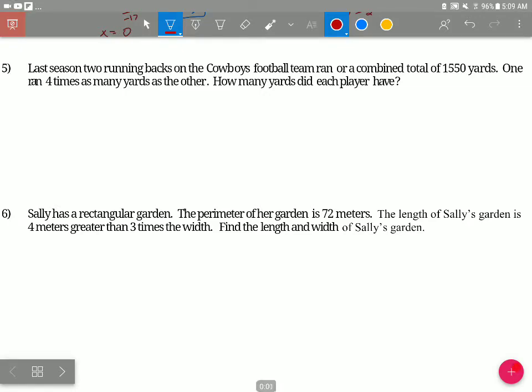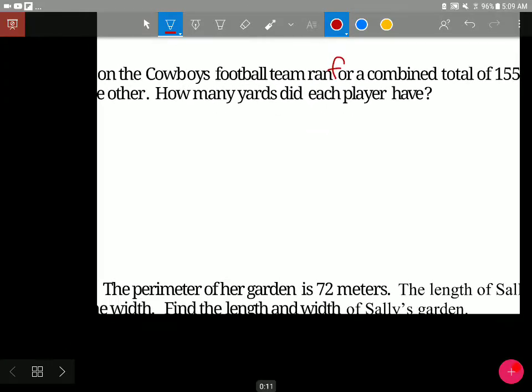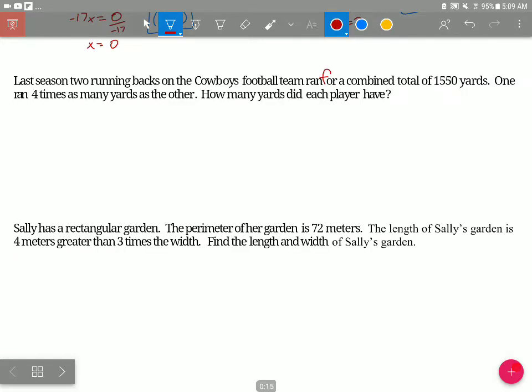Okay, last season, two running backs on the Cowboys football team ran four. It should be four combined. Should be an F right there. Let me pause and check my page real quick. Yep, it was a typo. Ran for a combined total of 1,550 yards. One ran four times as many yards as the other. How many yards did each player have?